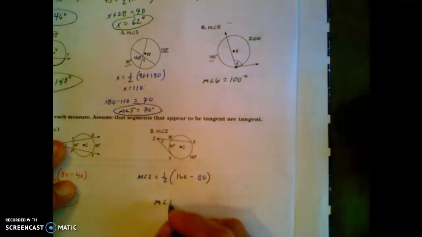Measure of angle 2, again the intersection's on the outside, so the measure of angle 2 is going to equal 1/2 of the big arc, 160, minus the little arc, which is 80. 160 minus 80 is 80, half of that is 40 degrees. So the measure of angle 2 is equal to 40 degrees.